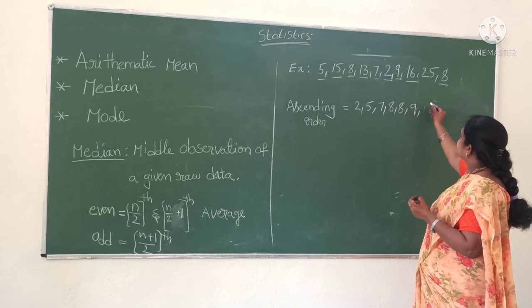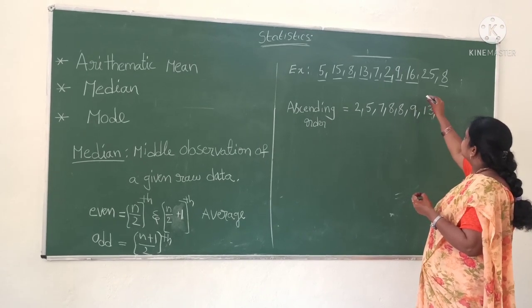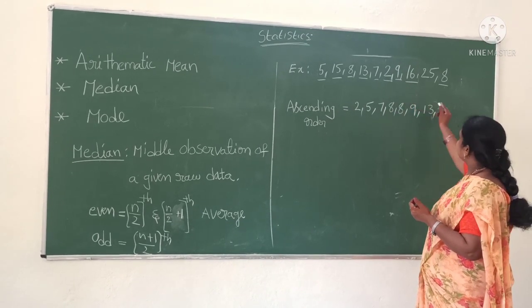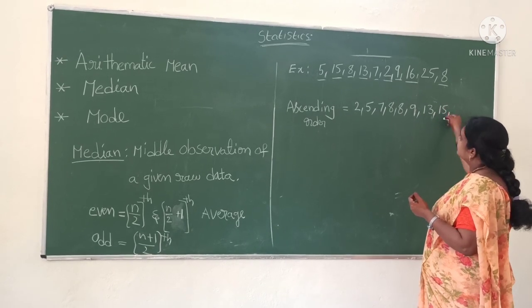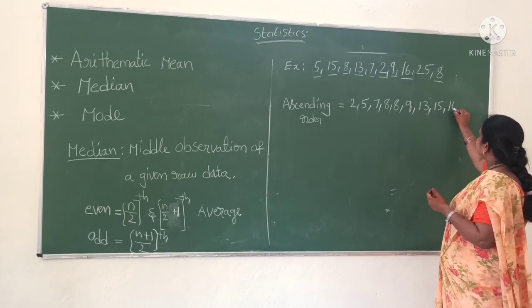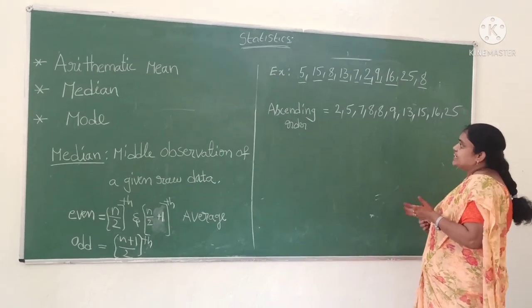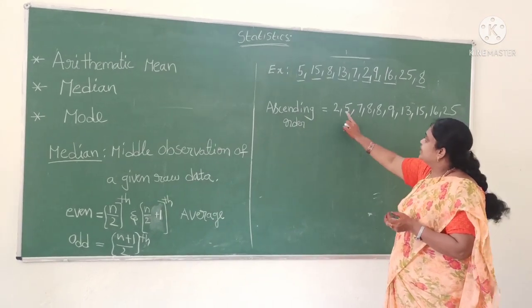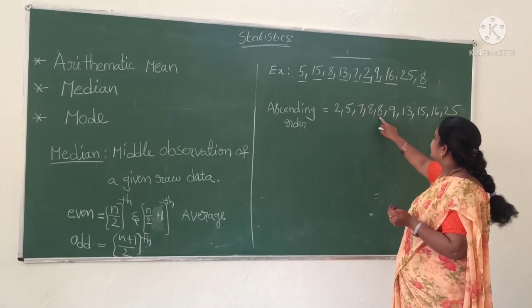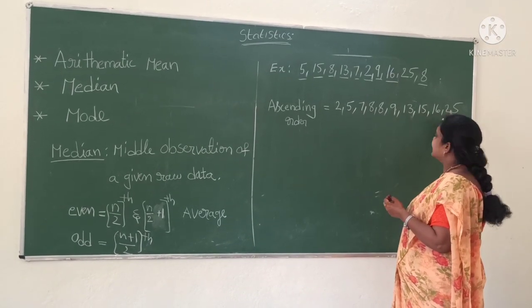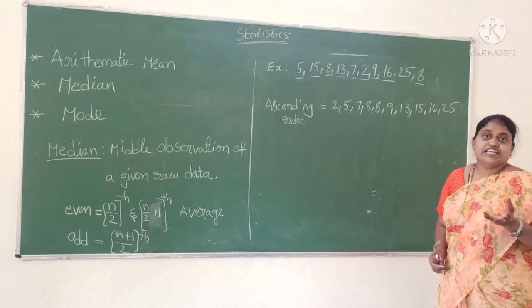9. Next one is 13. Next one is 15. 16. 25. Okay. How many observations? 1, 2, 3, 4, 5, 6, 7, 8, 9, 10. 10 observations.